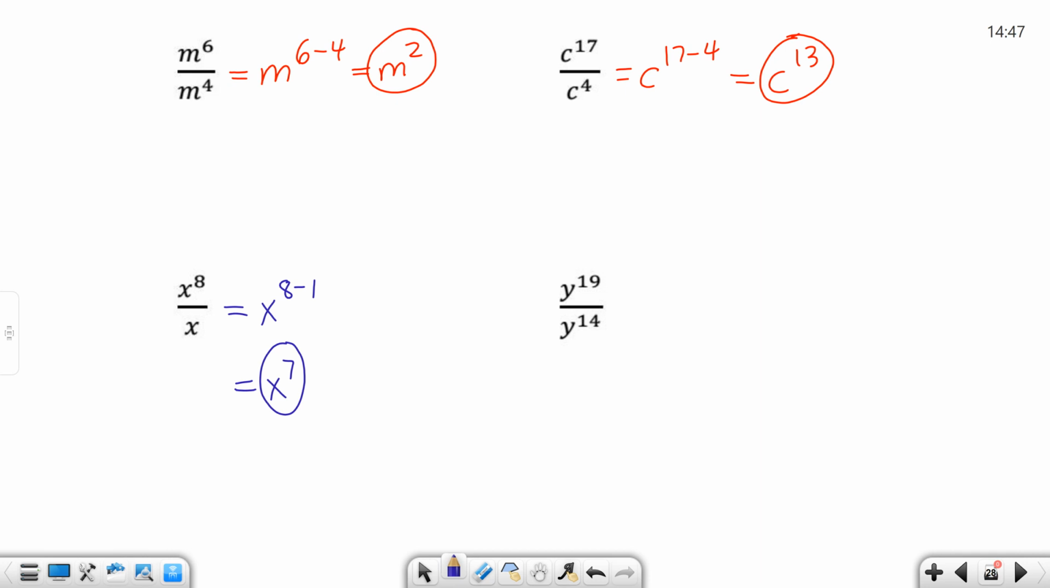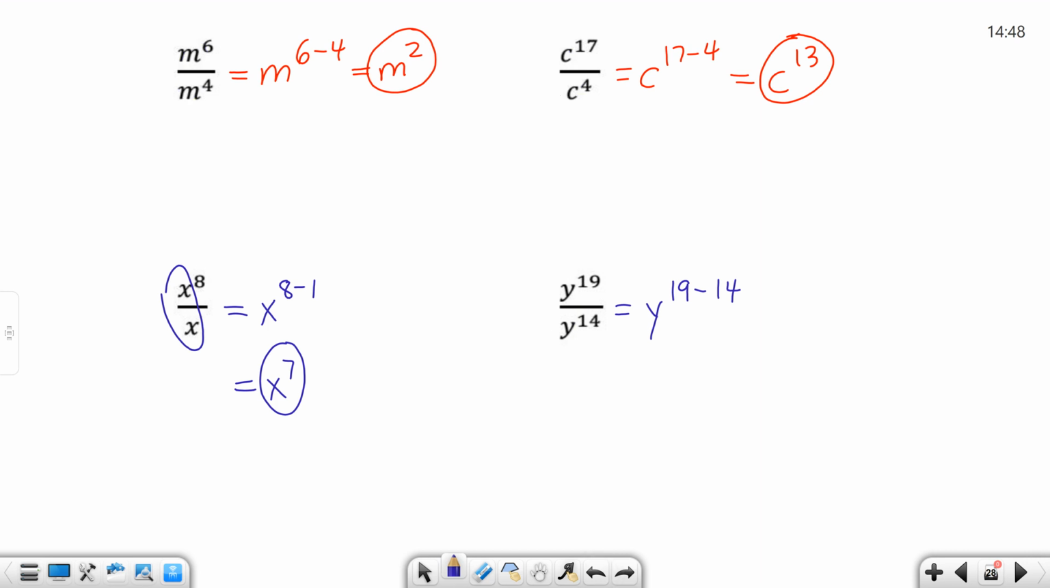All right. And I wanted to have one of those in there for sure so you knew that was a 1 and knew what to do. Okay. 8 minus 1 is x to the 7th. And then y to the 19th over y to the 14th. Where's the bigger power? 19. So the y's are left over in the top, the numerator. So on all 4 of these on this page, there are no fractions remaining after we simplify these. And it's because they're like bases. These are both x. These are both m. These are both c. These are both y.